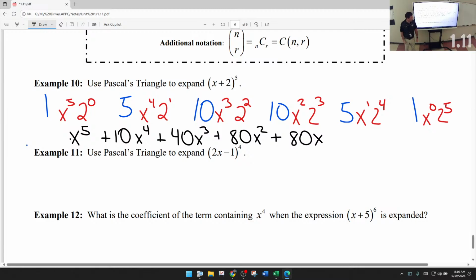And then I got a 1, and I got a 2 to the 0, and I got a 2 to the fifth. And that's 32. Yes, no, maybe? That's a whole lot easier than taking x plus 2 times x plus 2 times x plus 2 times x plus 2, 5 times. Okay? Question. Let's go to the next one.